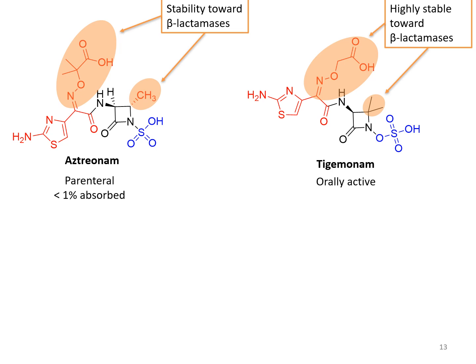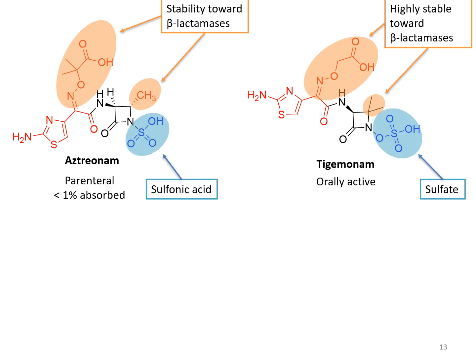Aztreonam is a parenteral beta-lactam. It's not orally active, mostly because it's acid-labile. The structural modification in tigemonam that resulted in enhancing its acid stability, thus oral activity, was converting the sulfonic acid to sulfate, or in other words, inserting an sp3 hybridized atom between the nitrogen and the sulfonic acid sulfur.